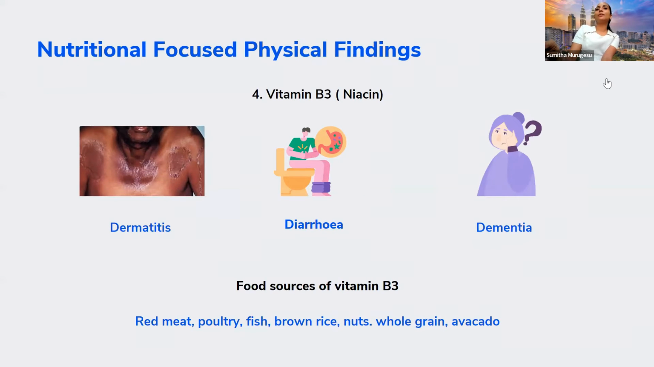Vitamin B3 is also known as niacin, and the deficiency of B3 is characterized by the triple D, which is dermatitis, diarrhea, and dementia. The dermatitis is often called pellagroid dermatitis, which was reported in case reports, and the skin often looks thickened, dry, and scaly. And food sources of vitamin B3 include red meat, poultry, fish, brown rice, nuts, whole grain, and avocado.